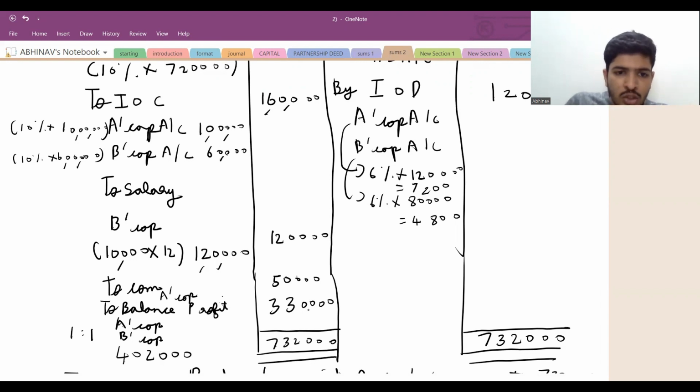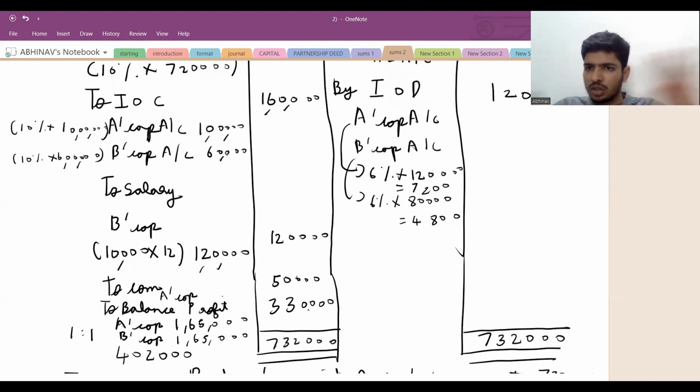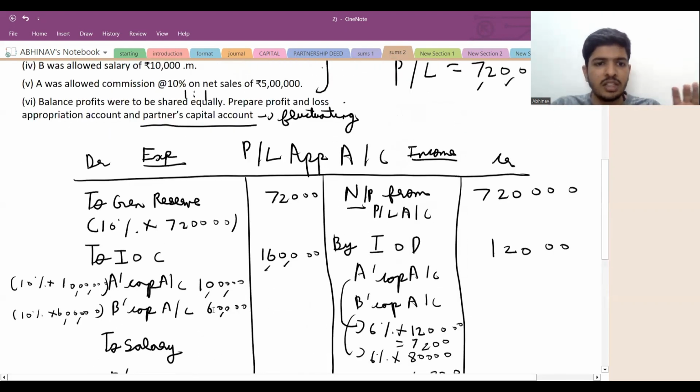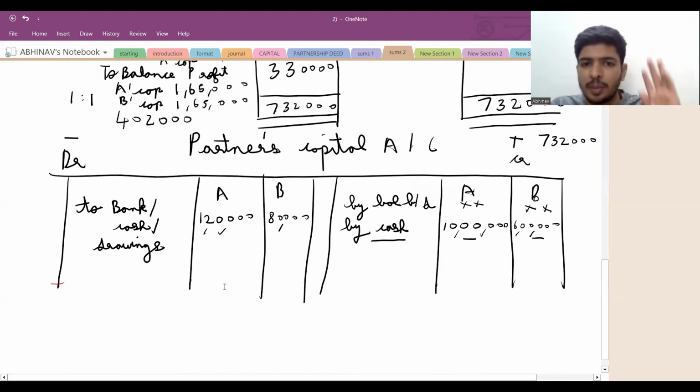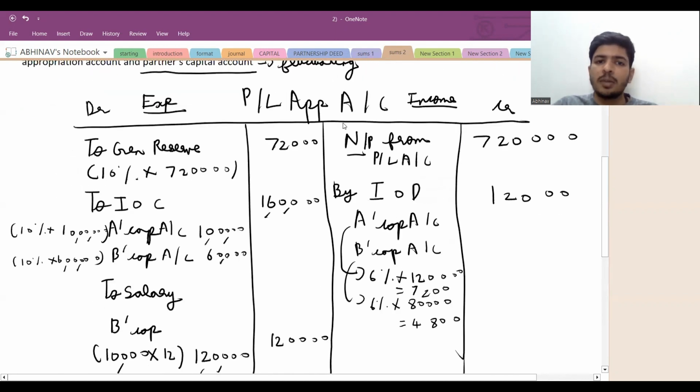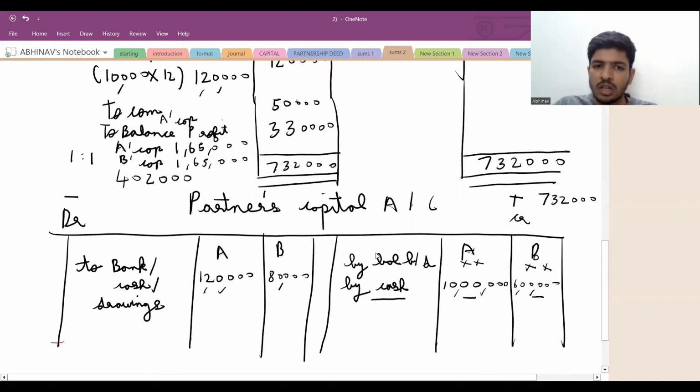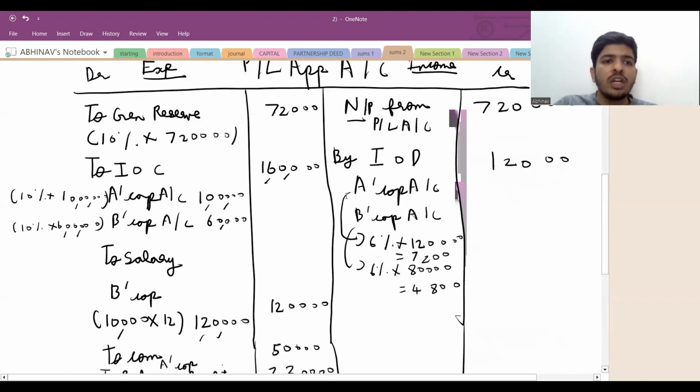They're telling 1:1. So it's essentially 1,65,000 and 1,65,000. So this is the P&L appropriation account. Done. Next step, we need to finish the partners' capital account. Since it's fluctuating, everything of the P&L appropriation account will come into the partners' capital account itself, in this one account. So let's see.